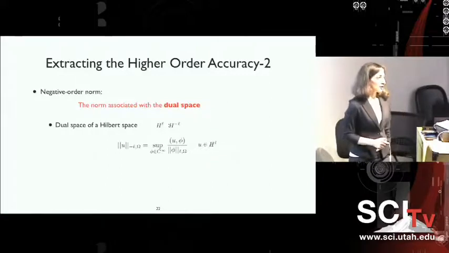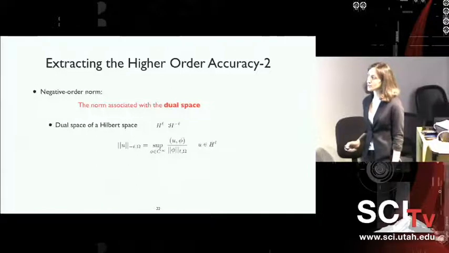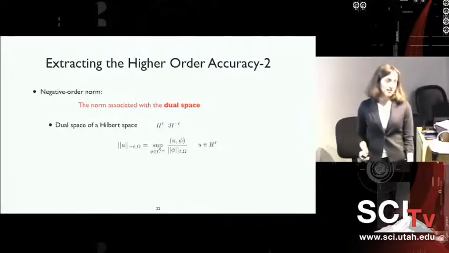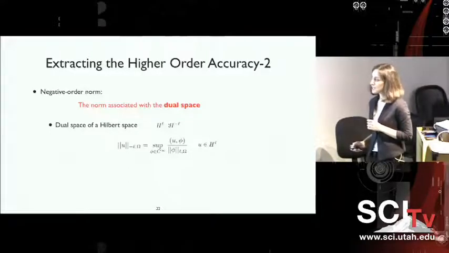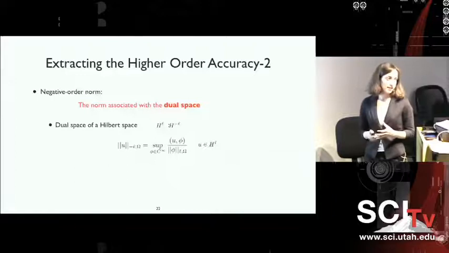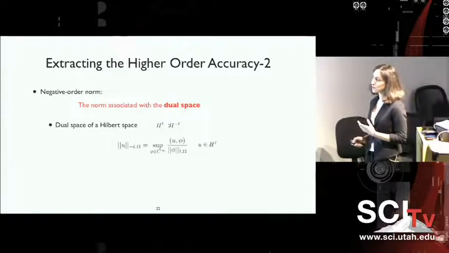The negative order norm is the norm associated with the dual space. The dual space of a Hilbert space H^L is denoted by H^-L, and hence the term negative. And the dual space is, for example, if U belongs to this Hilbert space, the space of all linear functionals, and a linear functional can be represented by this inner product here. And by definition, the norm associated with this dual space will have the following form.